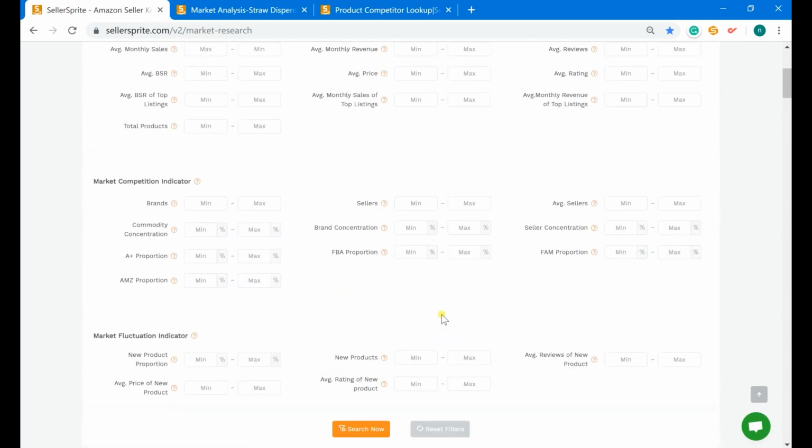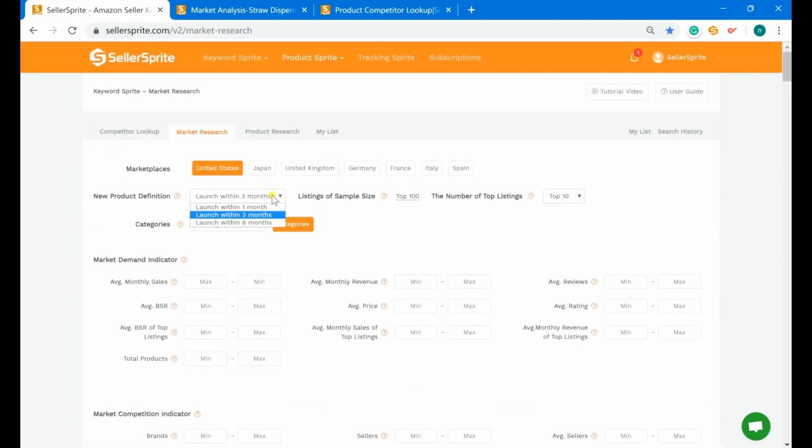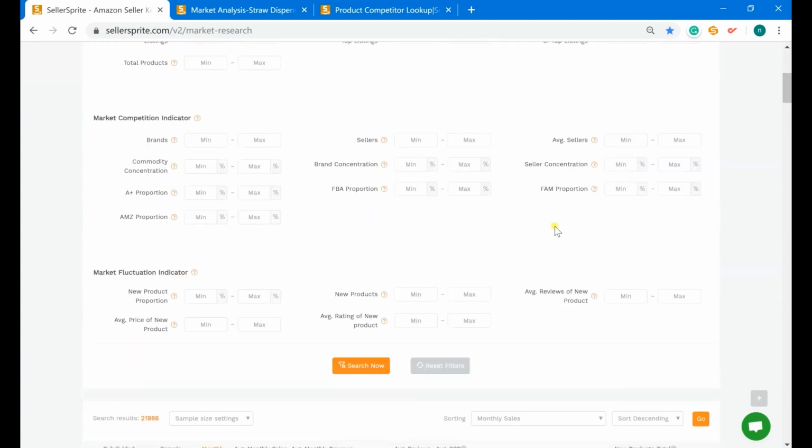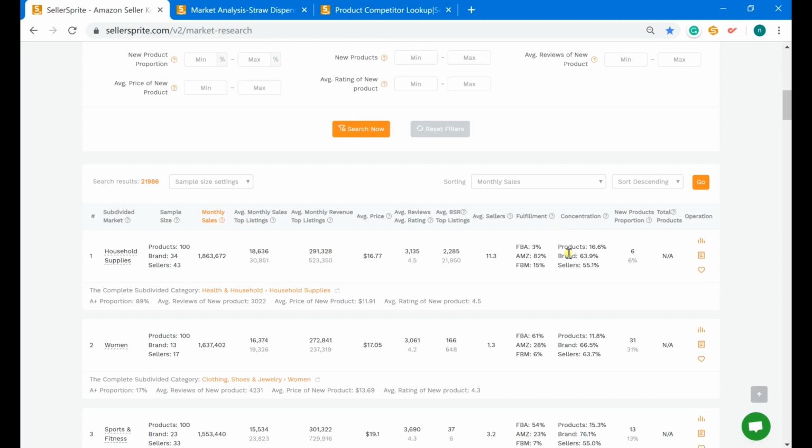For example, when we define the new product as a product listed for less than 3 months, and the number of top listings is 10, the product concentration in the market report below indicates that under the category, the top 10 products account for 16.6% of the top 100 products' monthly sales volume, and there are 6 new products listed for less than 3 months that enter the category top 100 sales volume rank.